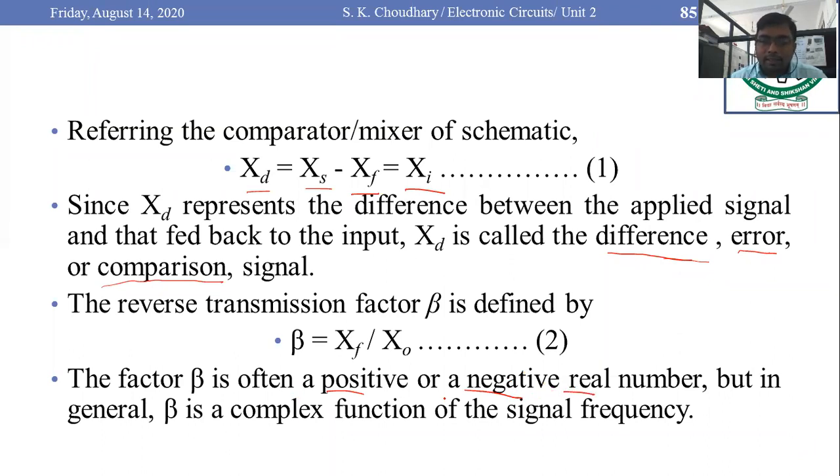In general, beta is a complex function of signal frequency also. Generally here we only consider a resistive network. That's why it is a number. But if a capacitor or an inductor is the feedback element, then we have to consider frequency as one of the variables of beta. Beta would be a function of frequency there. So these are the two equations.